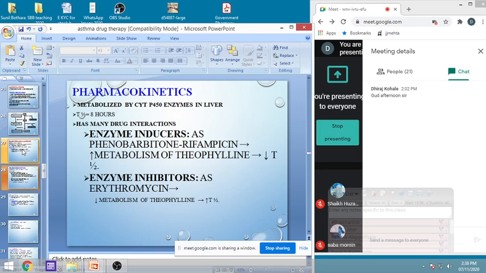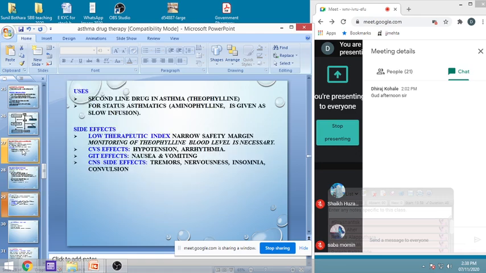They are metabolized by cytochrome P450 enzymes in the liver. The half-life is around 8 hours. They have many drug interactions because they are affected by enzyme inducers. So phenobarbital and rifampicin will increase the metabolism of theophylline, which will decrease its half-life. And there are certain enzyme inhibitors, like erythromycin, which will decrease the metabolism of theophylline and increase the half-life of the drug.